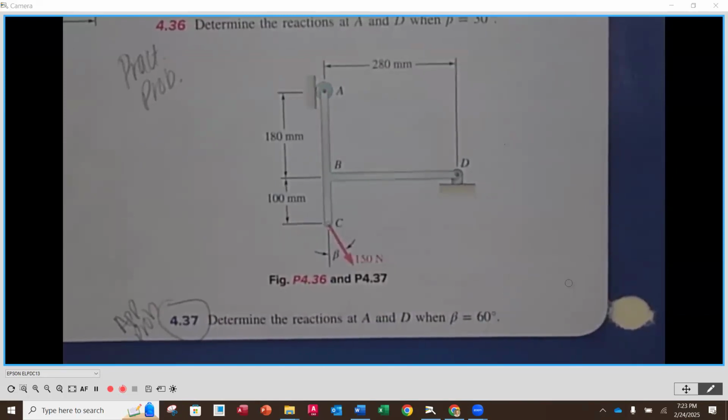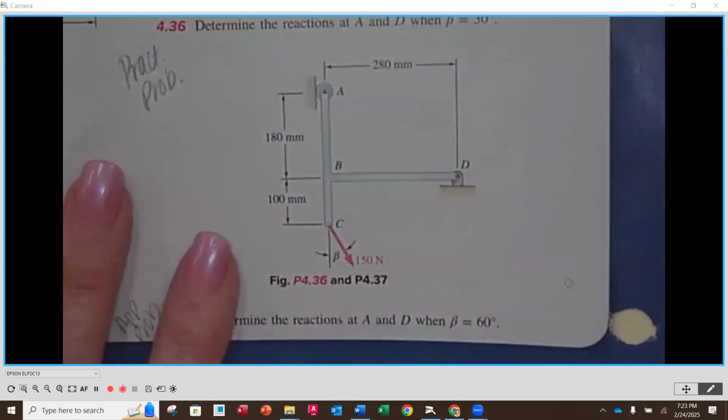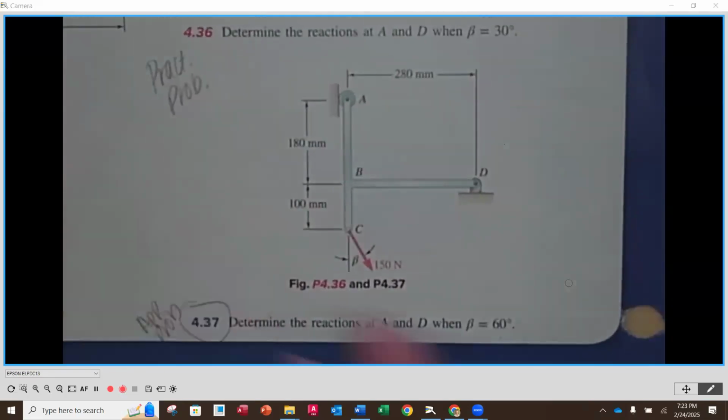Go ahead and draw the free body diagram for this illustration. I'm going to draw mine on the side. I'll leave this up. Should have been doing that before. See what you come up with for problem 437.